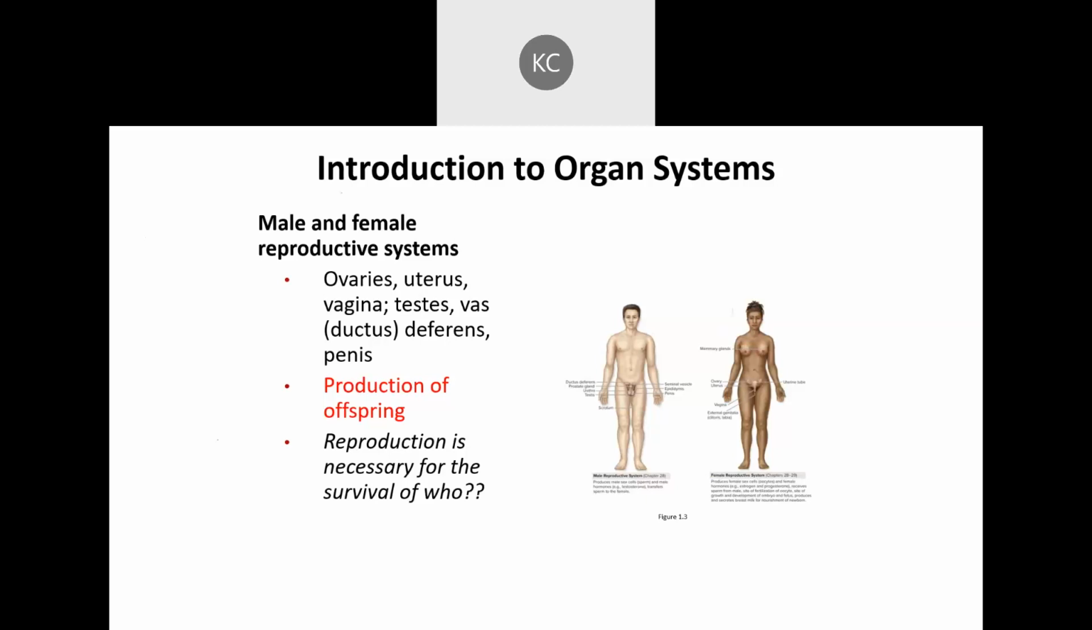The overarching goal of the reproductive system is the production of offspring, right? If you think of it from a biological, or from an evolutionary standpoint, the whole goal of the reproductive system is to produce more offspring to pass on your genes and get it into the next generation. We said earlier, as a characteristic of life, that this is necessary for the survival of the species as a whole and not for the individuals.